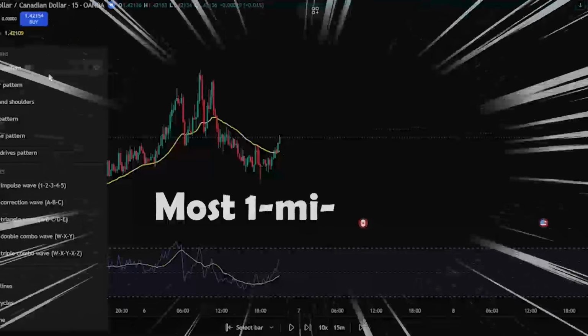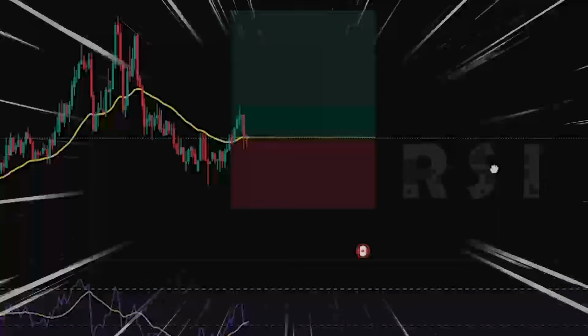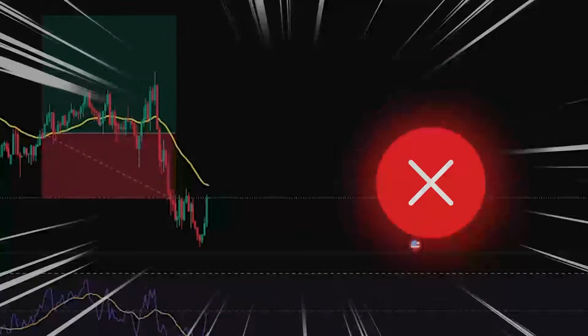Most one-minute scalpers have a common mistake. They think that if the RSI reaches a certain range or the price crosses an EMA, it's time to enter a trade. But the truth is that the market doesn't move with an indicator.